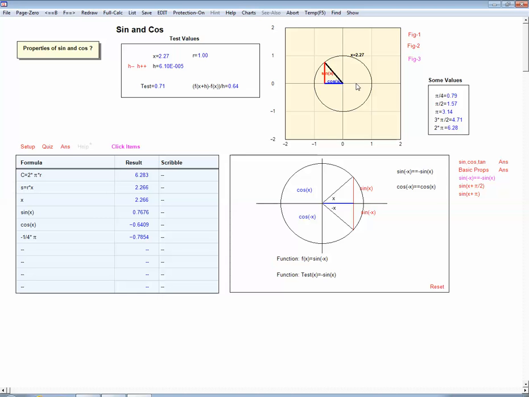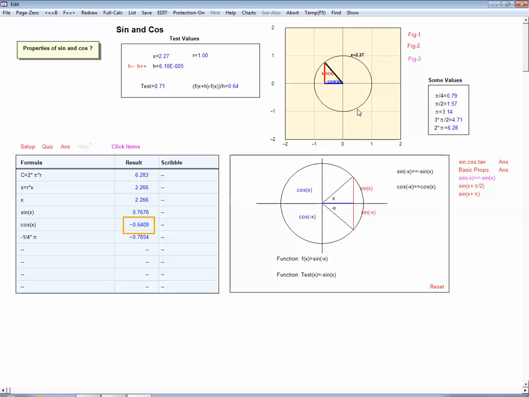Now, where is x again? X is this whole angle starting here at the x-axis and going all the way around to there. So it's some number bigger than pi over 2. In fact, this is what it is right here, 2.27. And the cosine of x, look down here, the cosine of x is a negative number. And you can see that in the picture. The blue leg is pointing in the negative direction. The red leg, which is the sine of x, is pointing in the positive direction.